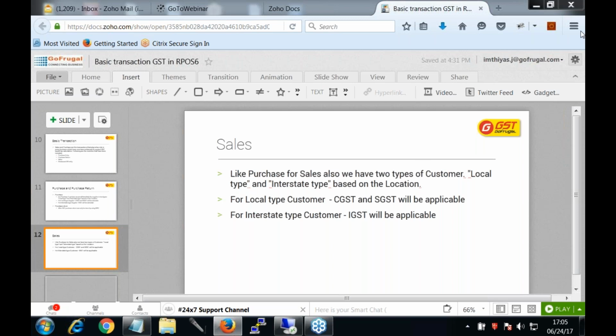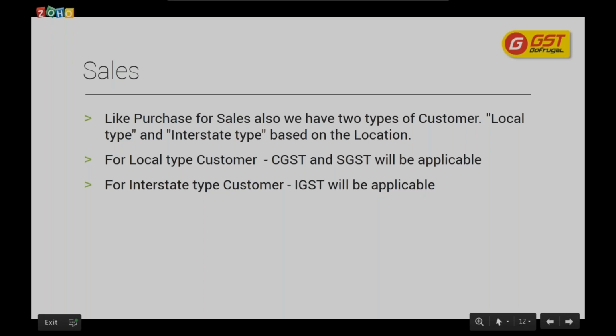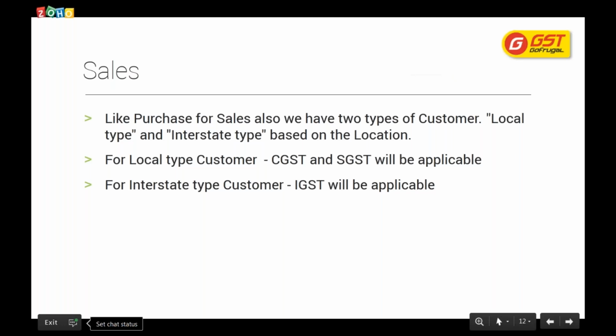Let us move to the next transaction, sales. As I have already explained, like purchase, in sales also we have two types. One is local type customer and another is interstate type customer. For the local customer, CGST and SGST will be applicable, and for interstate customer, IGST will be applicable. Let us see a quick demo of the sales bill entry in GST transaction.